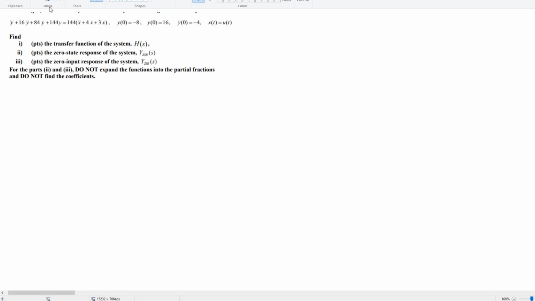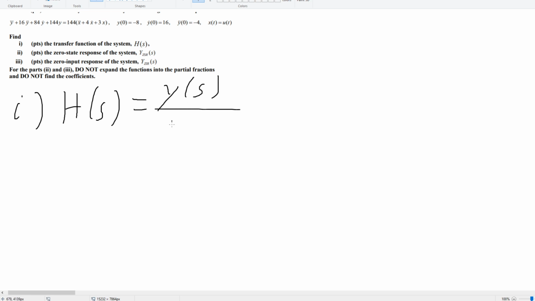So the first part is to find H(s). Now this is very easy to do. If you have trouble finding part 3, definitely do part 1 and part 2 because they're very, very easy to do. So to find H(s), H(s) is equal to Y(s) over X(s), right?